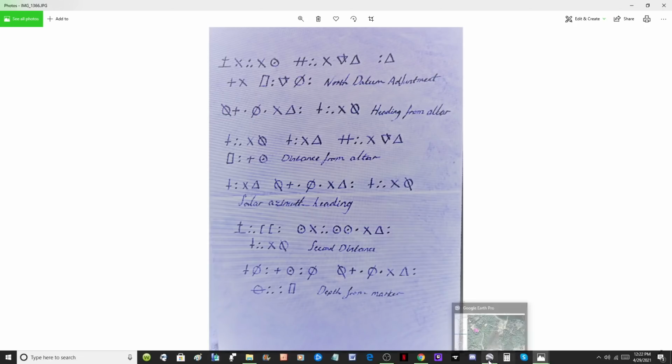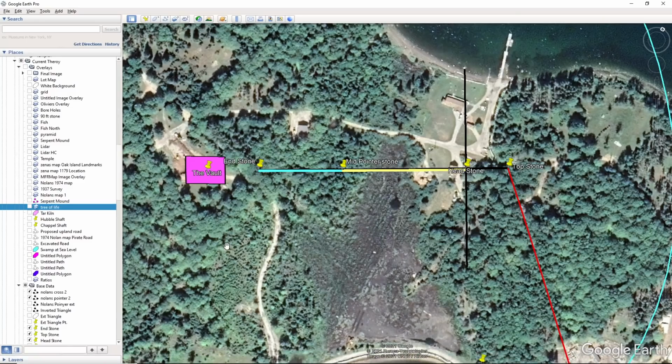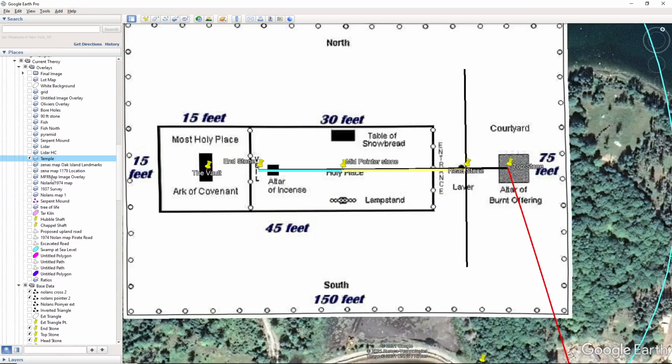Well, let me bring up Nolan's cross, okay? And we'll look at Nolan's cross. And then I'm going to overlay this. Now, this is the Temple of Solomon. And this is the first temple that was built on the Temple Mount in Jerusalem in Israel.